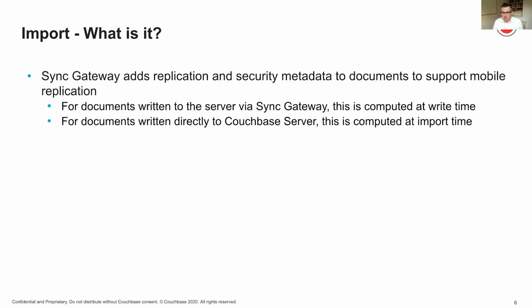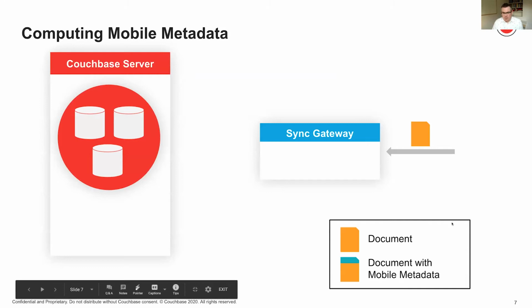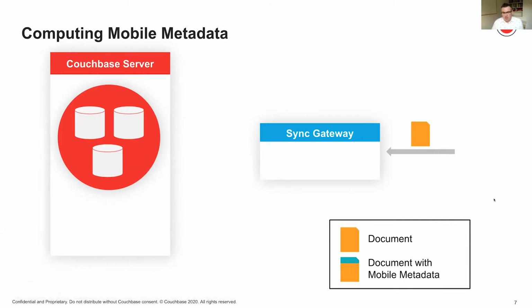So for documents that are written to the server through Sync Gateway, this gets computed at write time. But for documents that are written directly to Couchbase Server, this is computed at import time. So just a quick visualization of what that means. If you have an incoming document that gets written directly to Sync Gateway, at write time, we're going to run that through the sync function. That's going to compute that document's mobile metadata and write that document to Couchbase Server.